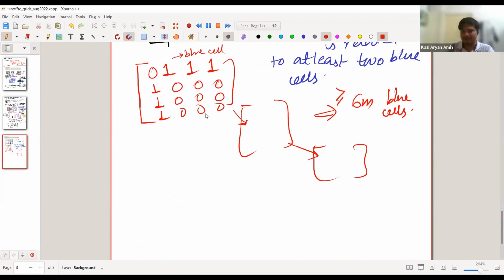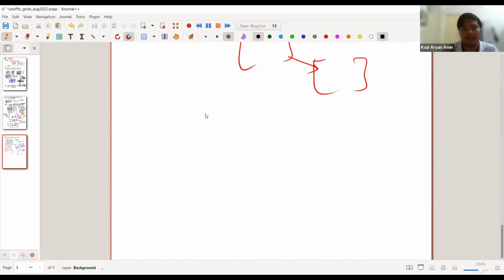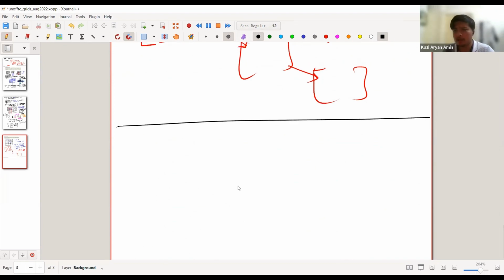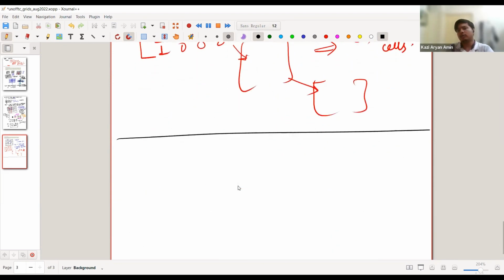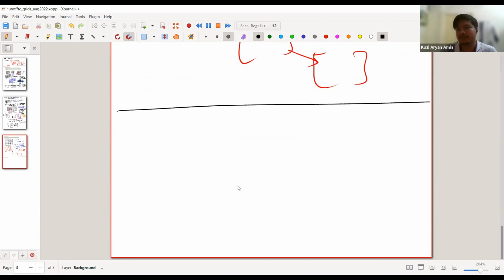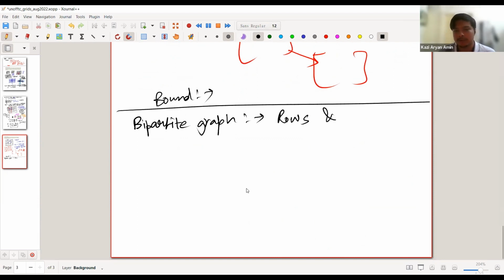What I'm really interested in for this problem is actually the bound. You can try to find out how the equality case works out. To prove the bound, as we discussed earlier, we'll make a bipartite graph with partitions as rows and columns. We'll have an edge if the intersection is blue.